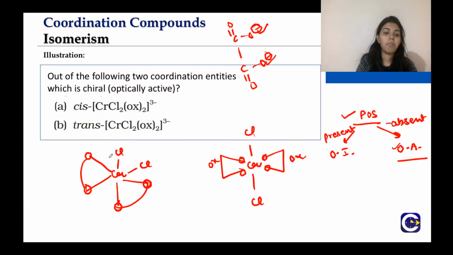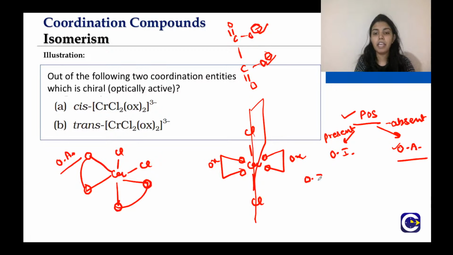See, plane of symmetry, here it is not passing, right, anywhere. Here the plane of symmetry is not present, right? So this will be optically active. And here if you see, a plane of symmetry is present. If I cut this molecule like this through Cl and Cl, oxalate and oxalate will be reflecting each other. So this is optically inactive, right? Just a second, I'll rub this part.